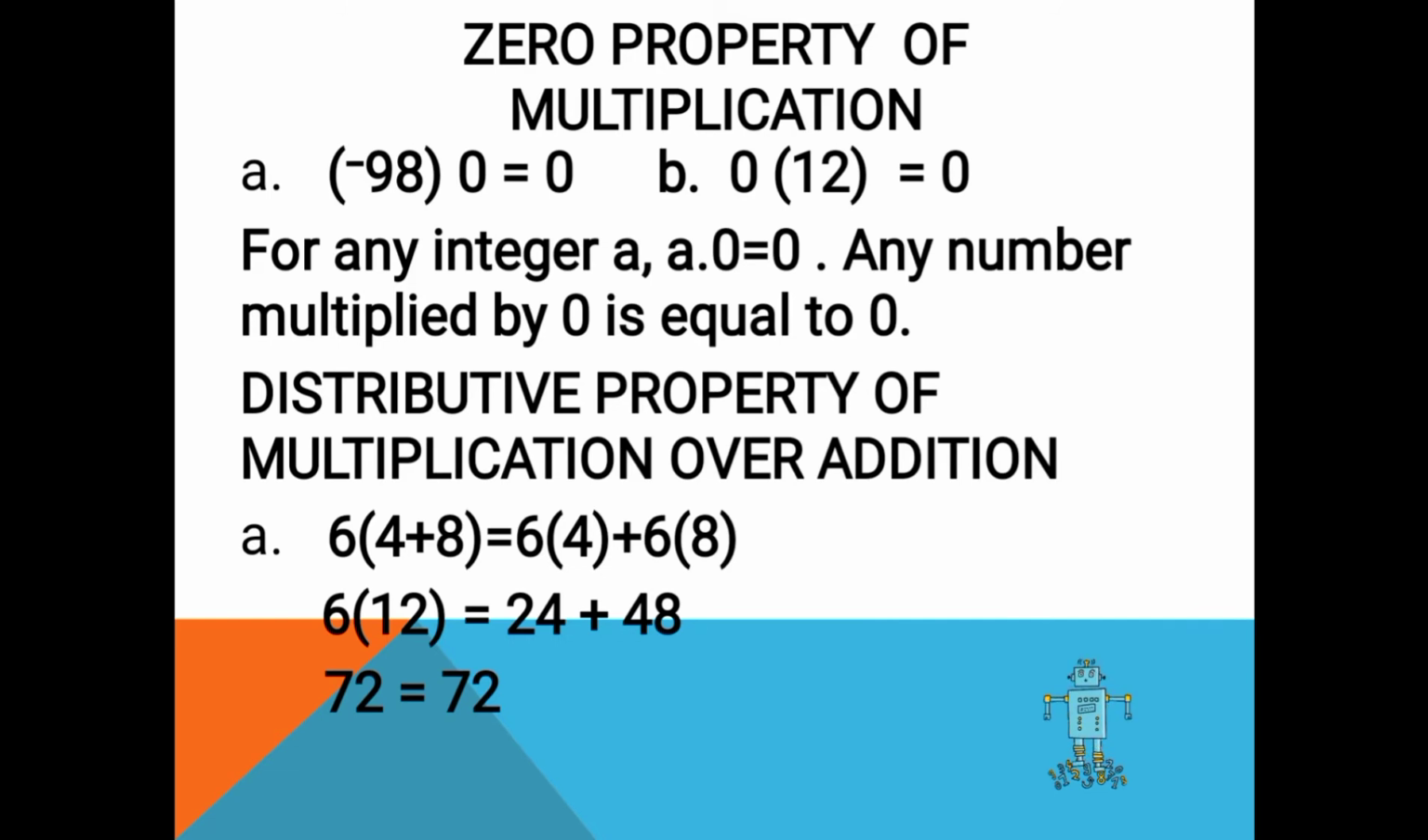So distribute again this last term, or the second term, of your 4 plus 8. So 6 times 8. When you simplify, 4 plus 8 is 12. So 6 times 12 is equal to this. Here, 6 times 4 is equal to 24, plus 6 times 8 is equal to 48. So when you multiply 6 times 12, that is 72. Here, 24 plus 48 is equal to 72.